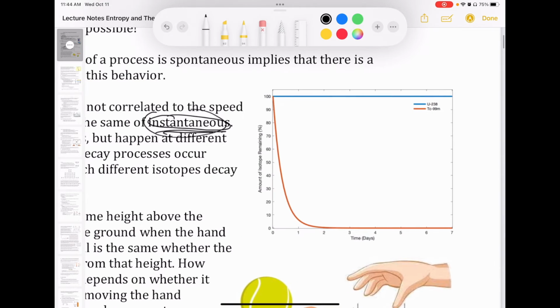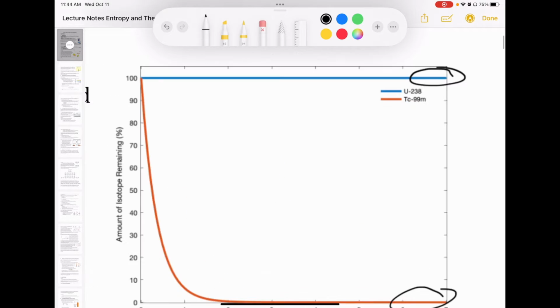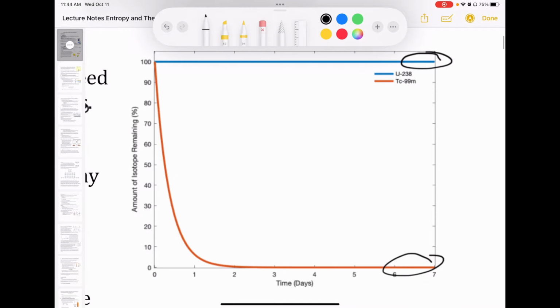This particular plot shows you an example of the difference between these two words. Here we have radioactive decay of two radioisotopes. The top isotope here is uranium-238, the bottom one is technetium-99. What I'm measuring here is the amount of isotope that I start with as a function of time. And as you can see with this Tc isotope, it decays very quickly. So in about 2-3 days, it's already close to zero. Whereas with the uranium isotope, it barely moves at all over that 7-day period.